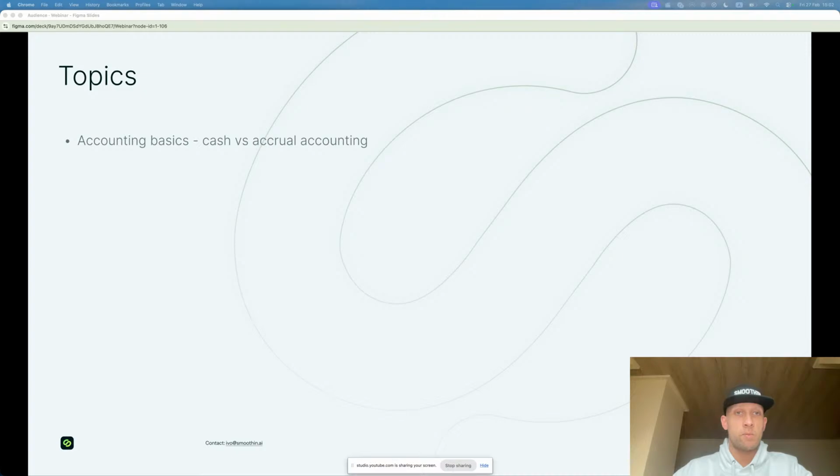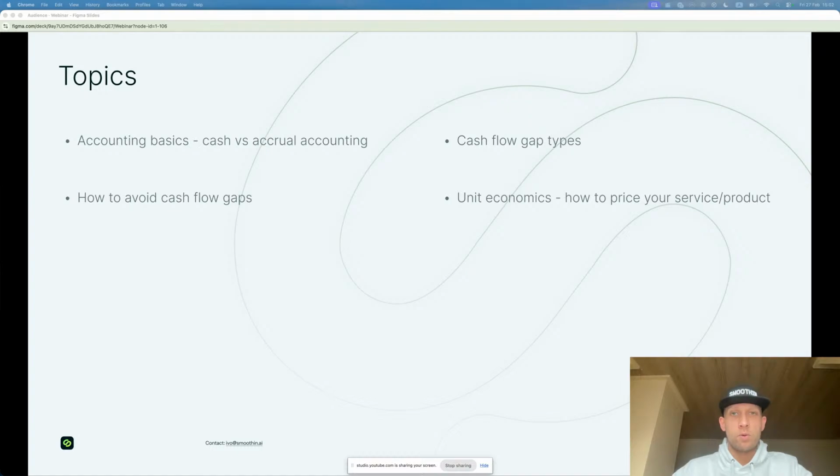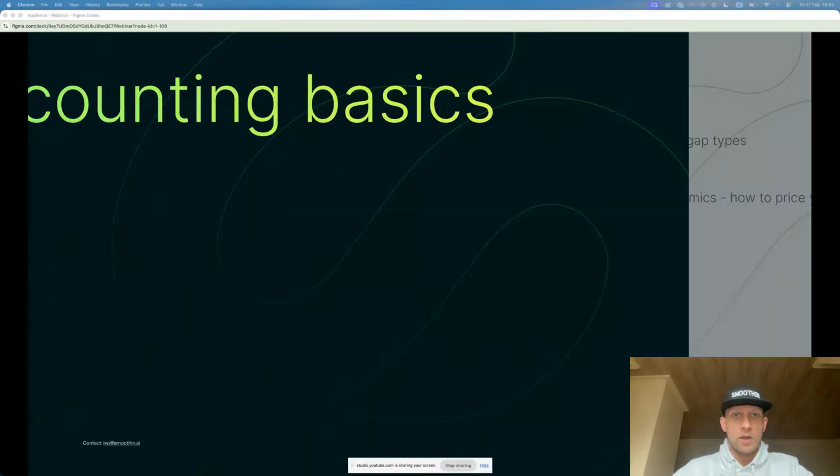So the topics, just to remind everybody what we're going over today. First is accounting basics, so cash versus accrual accounting, cash flow gaps and their types, what to actually do and how to actually avoid cash flow gaps. Then we'll look into unit economics and how to price your services and products better, and what to do if you're in an actual cash crunch. And if we have some extra time, then we'll go into some Q&A.